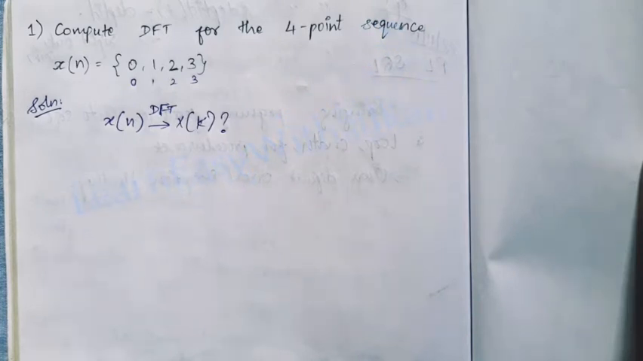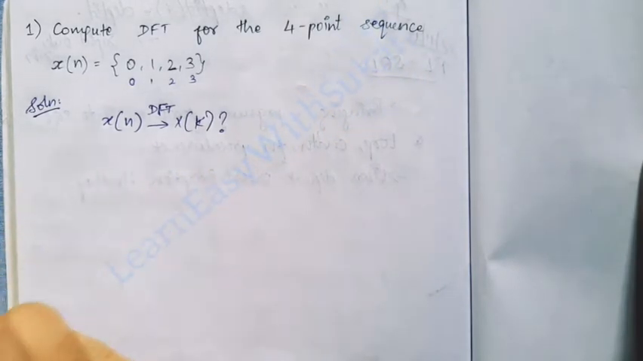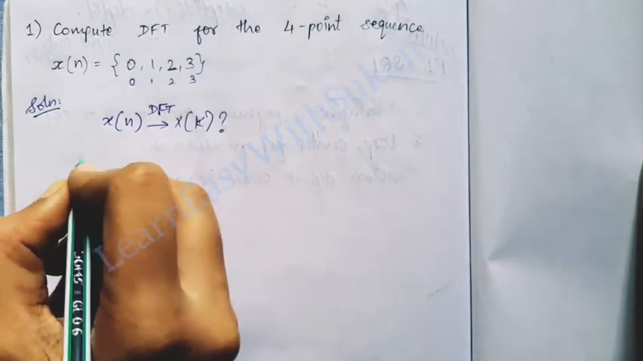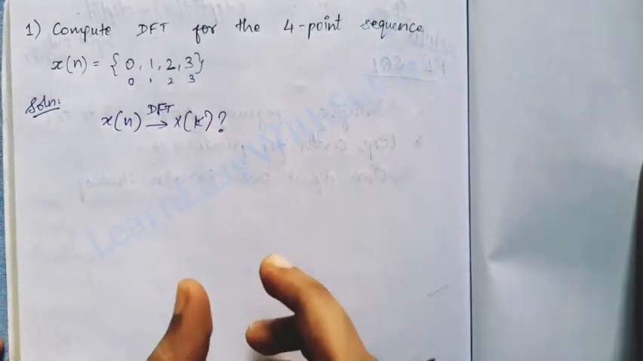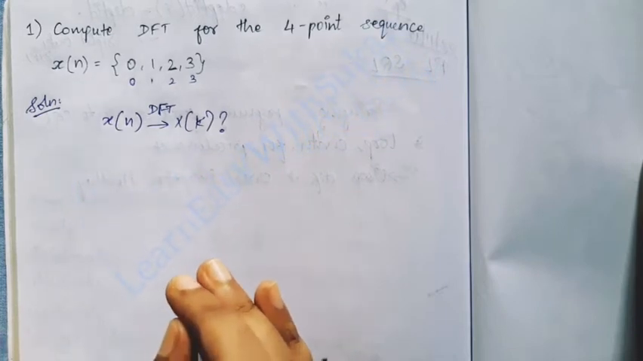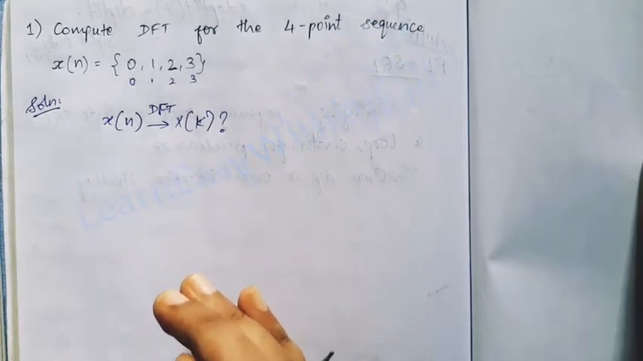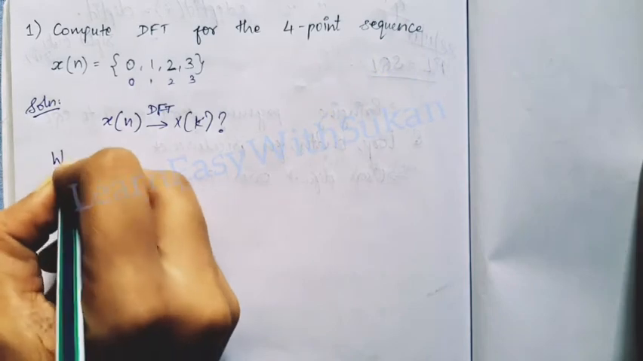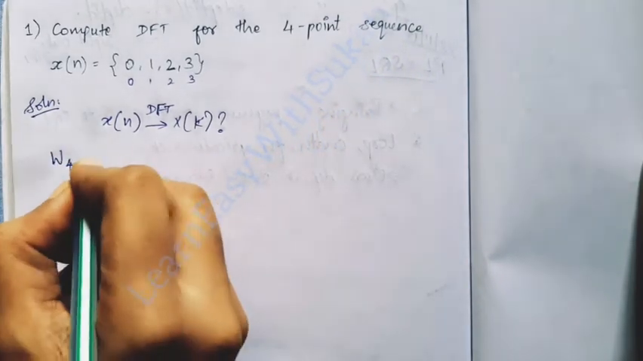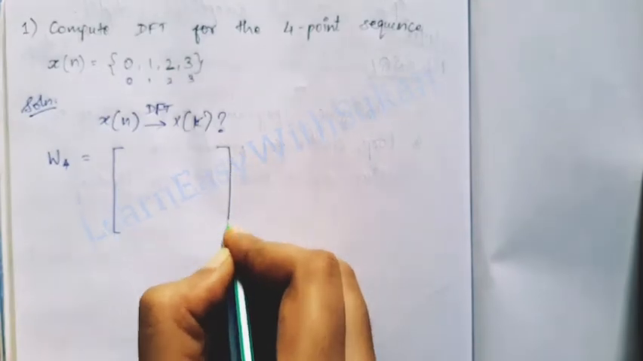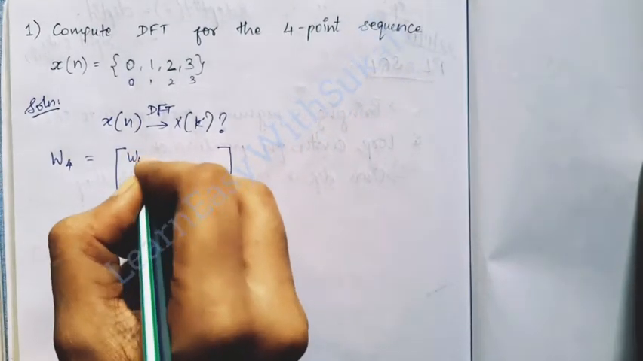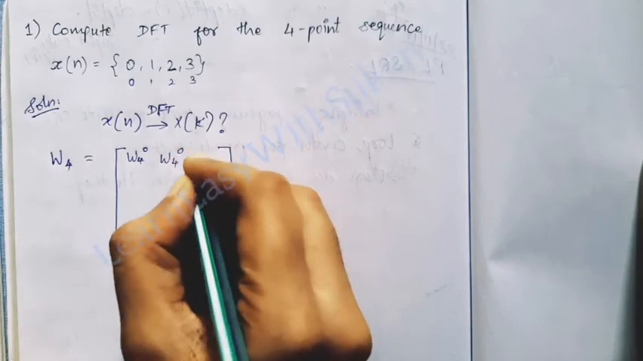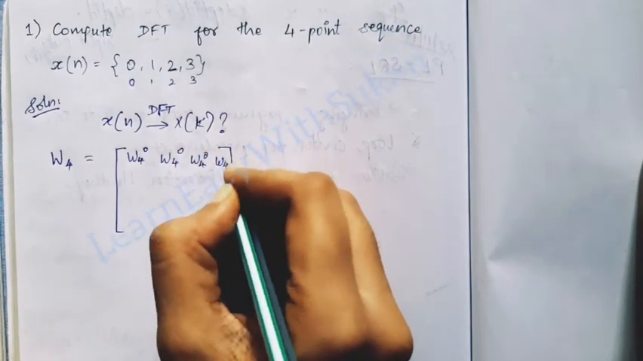How can we proceed with this? Since a 4-point DFT is asked, we need to find the twiddle factor, that is, we need to get the matrix of W4. So step by step, let me explain. Since this is the very first sum, I am going to explain it from the very basic step. But as we proceed, we need not follow all these steps; we can get the matrix directly. So W4 is equal to a 4 by 4 matrix, that is W4 power 0, W4 power 0, W4 power 0, W4 power 0.